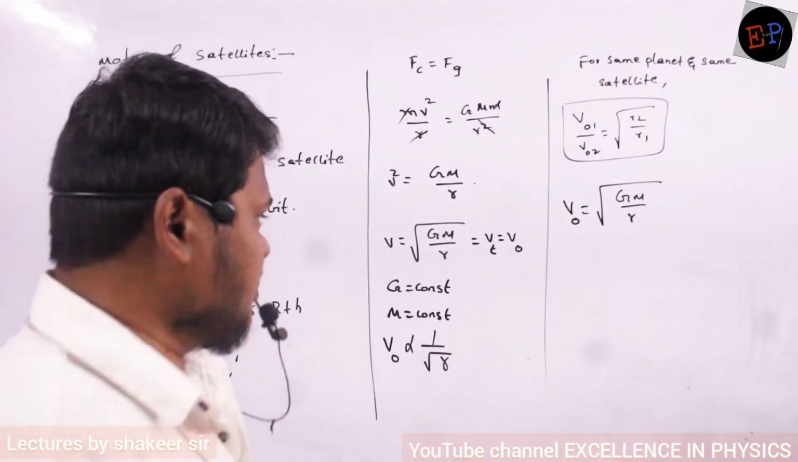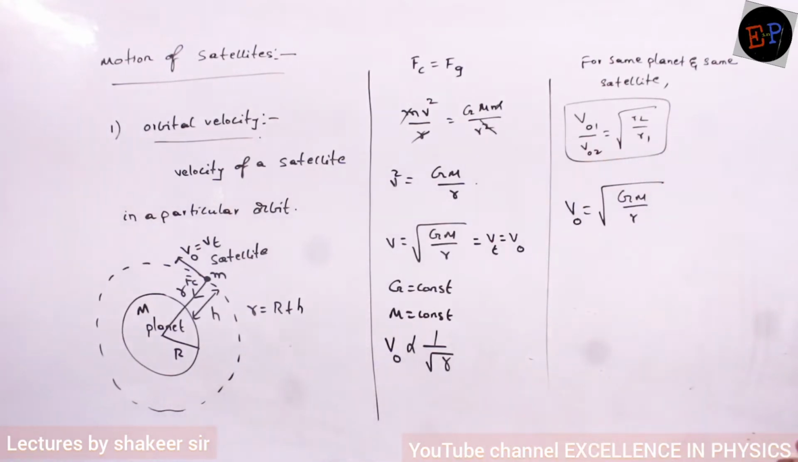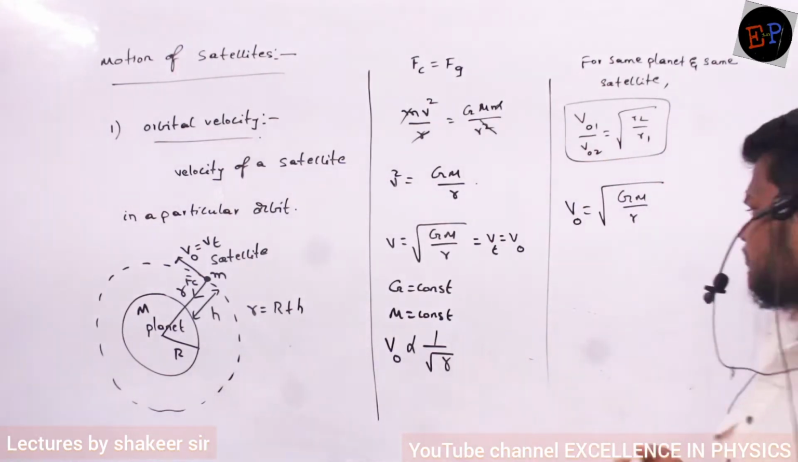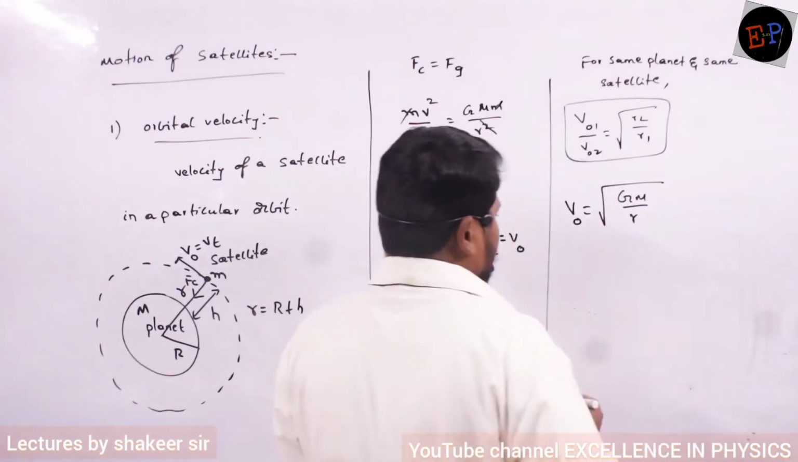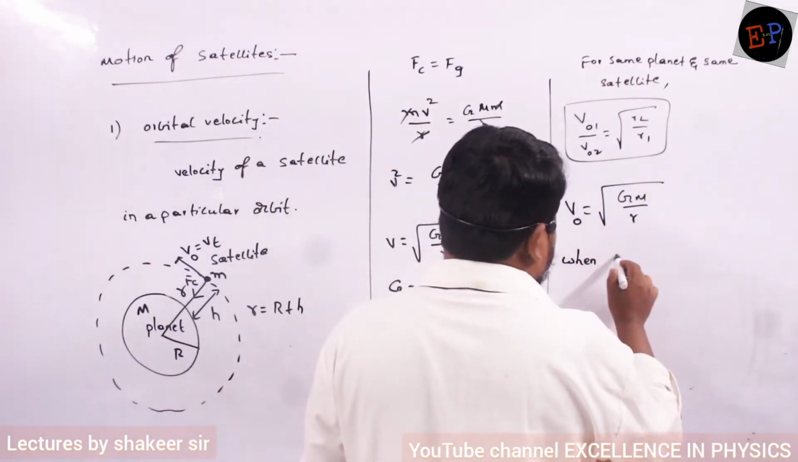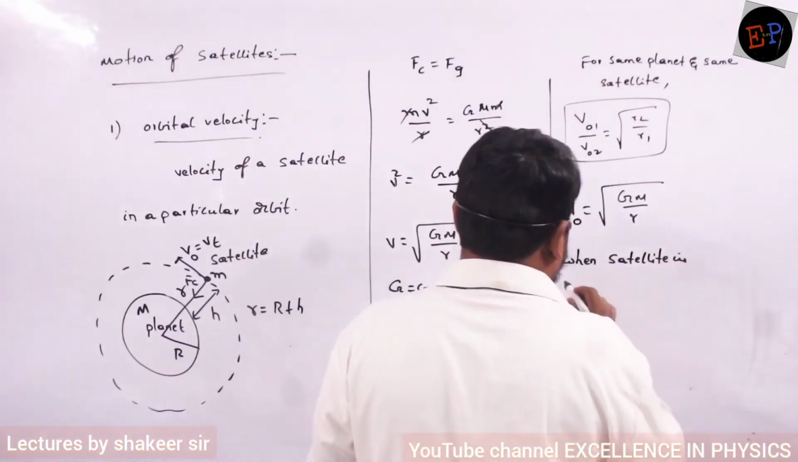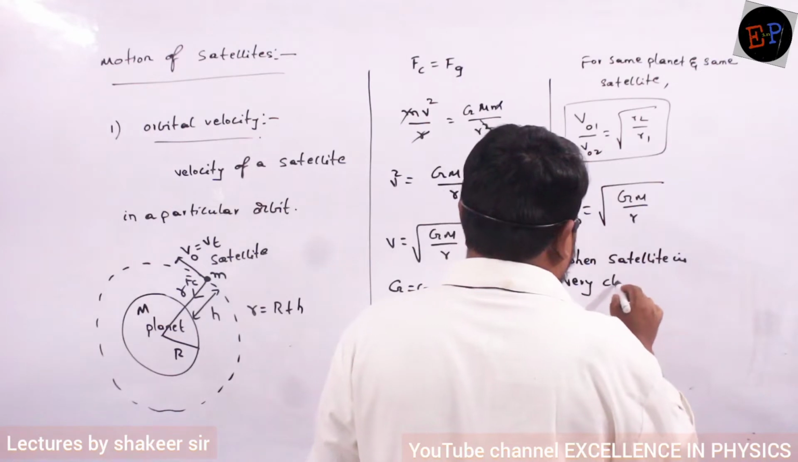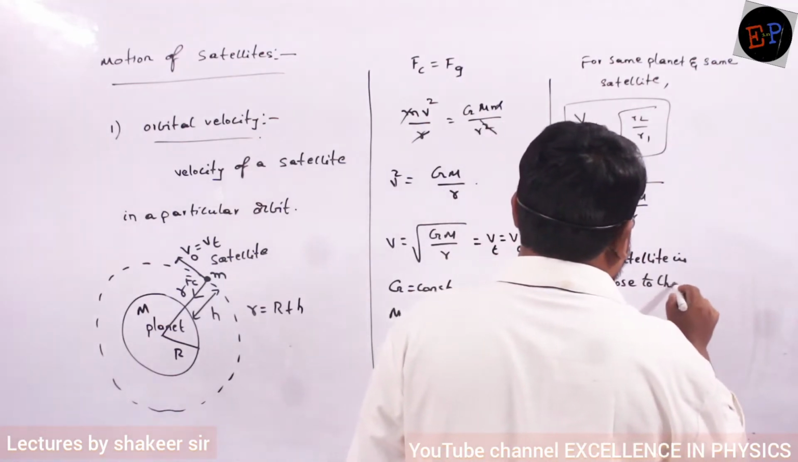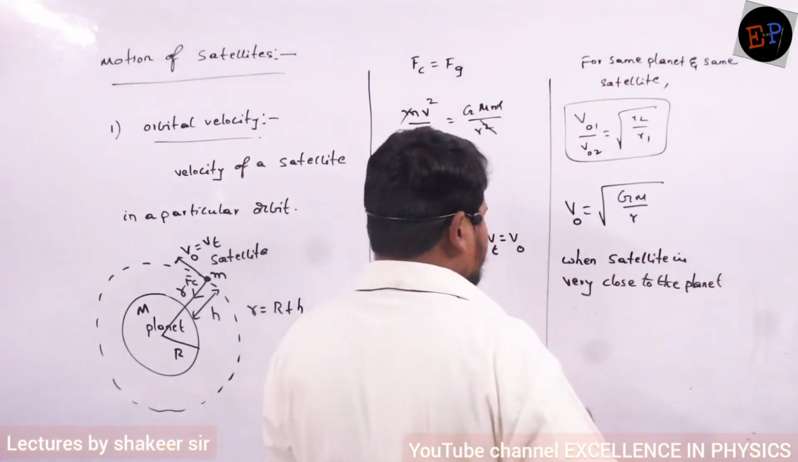Now we will do some more calculation in this one. See, we know that orbital velocity V0 is equal to square root of GM divided by r. Now, when a satellite is very close to the planet, what does very close mean?